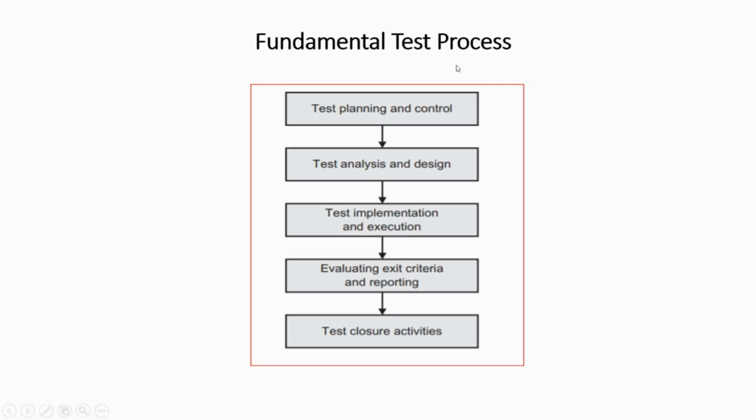So, what is the fundamental test process? The fundamental test process comprises various phases: test planning and control, test analysis and design, test implementation and execution, evaluating the exit criteria and reporting, and test closure activities. These are the group of fundamental processes, and we will analyze all of them one by one with the help of an example.